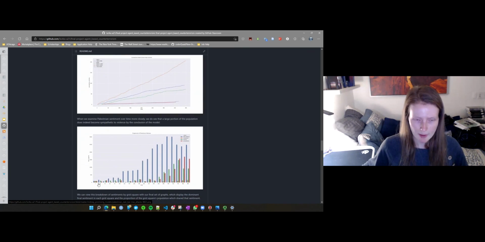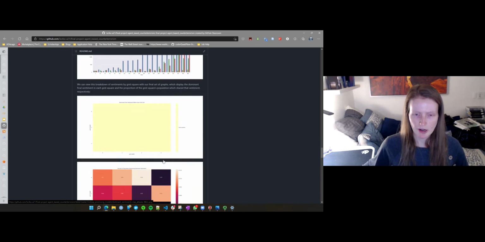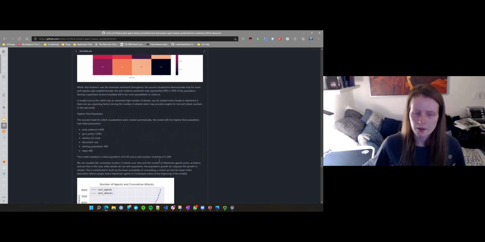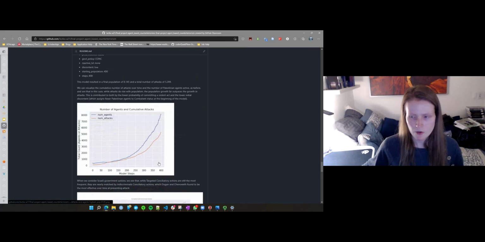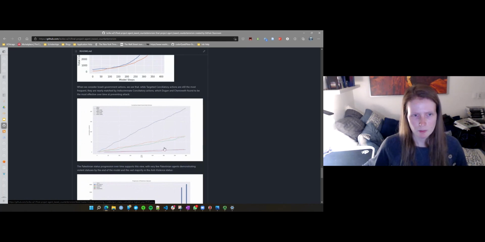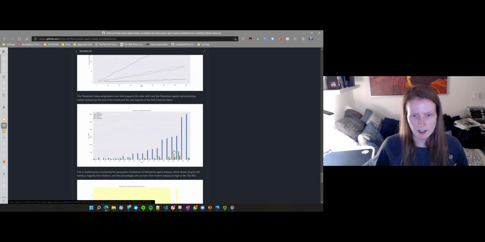We can see that the Palestinian status in blue is anti-violence, in red is more sympathetic towards violence. That also increases over time, and this is a geographic representation of the same thing. The highest final population model shows a different story. We see the number of agents continuing to rise, the government performing more indiscriminate conciliatory actions, and the Palestinian status much more positive.